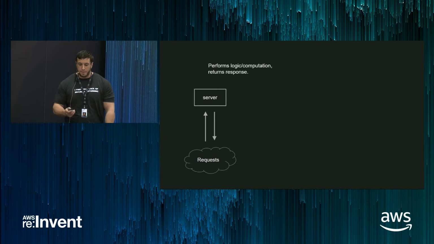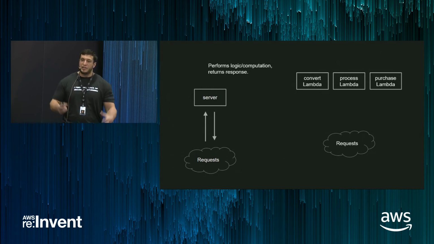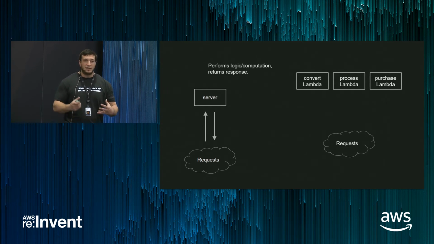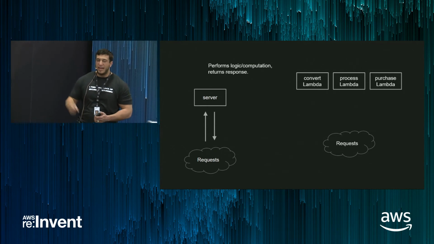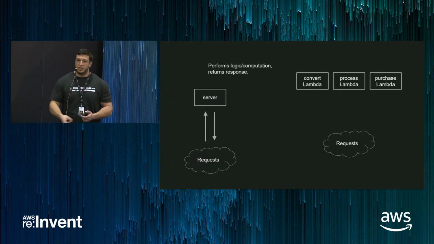Pretty standard. Now, with Lambda, things are a little different, right? So instead of building a web server, what you do is you take the functionality that used to exist in your web app, and you break it up into these functions. So imagine you're building a website that only does 3 things. It converts video files, it processes video files, and then it allows you to purchase video files.